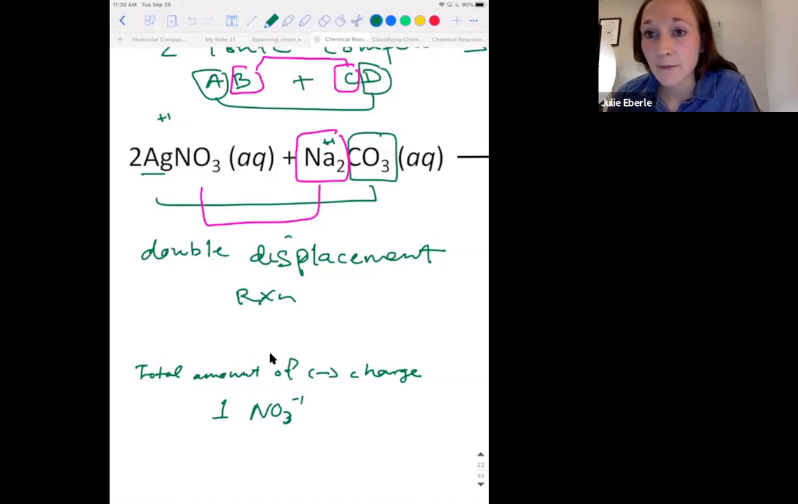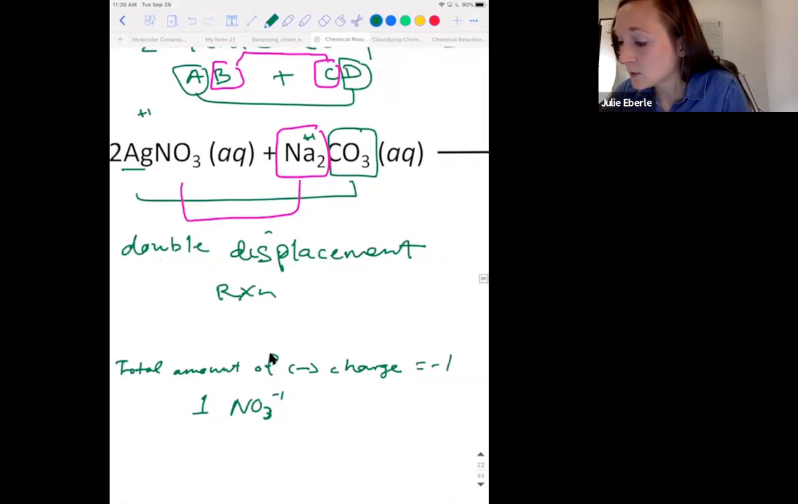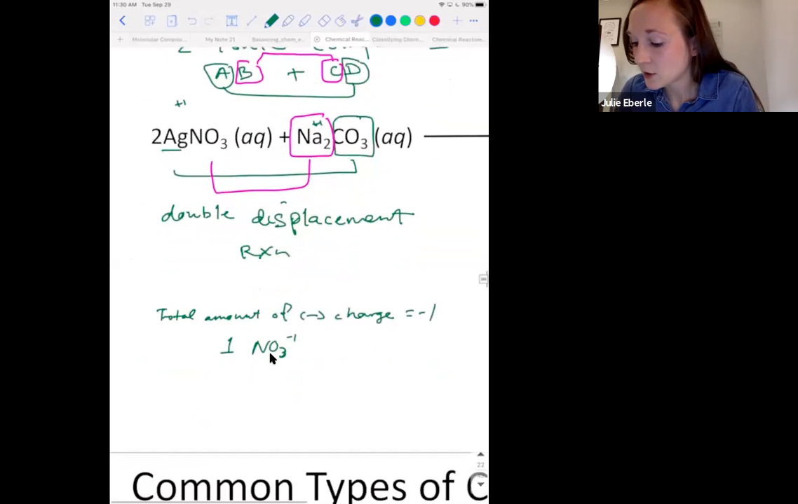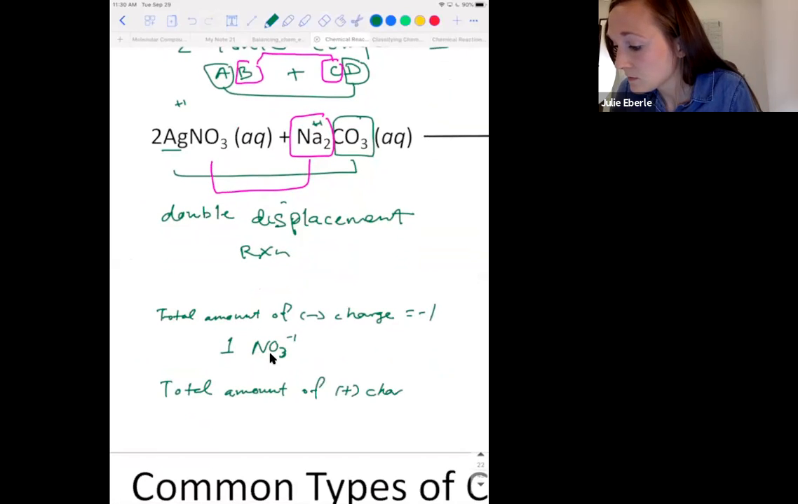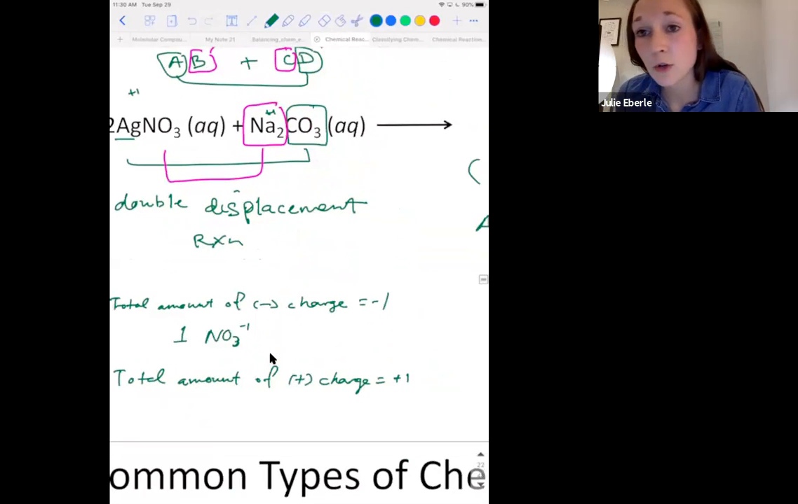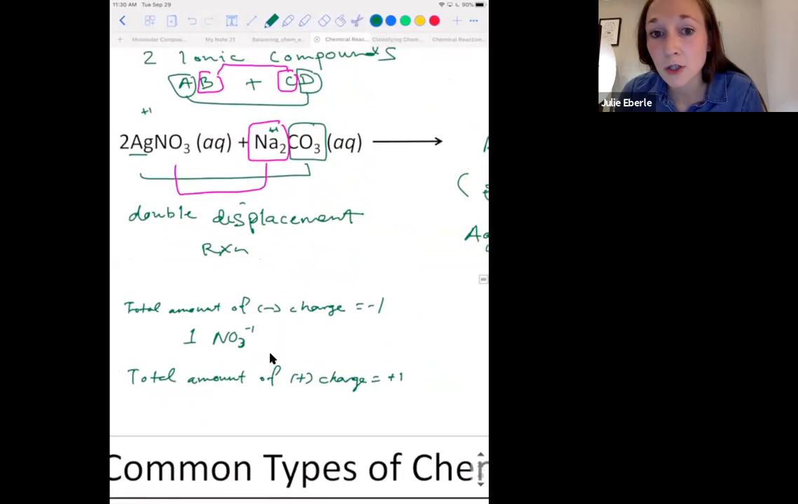So I have 1 nitrate and I have -1. So the total amount of negative charge here is -1. Well, I know that my compound is charge neutral. It's got to be. We don't write ionic compounds that are not charge neutral. Okay, we write ions that have charges, but if something is written as a compound, it's because overall it's neutral. So that means the total amount of positive charge also is +1, okay? Because we know +1 and -1 add up to 0, and that means that I have a charge neutral compound. So I know my total amount of positive charge is +1.